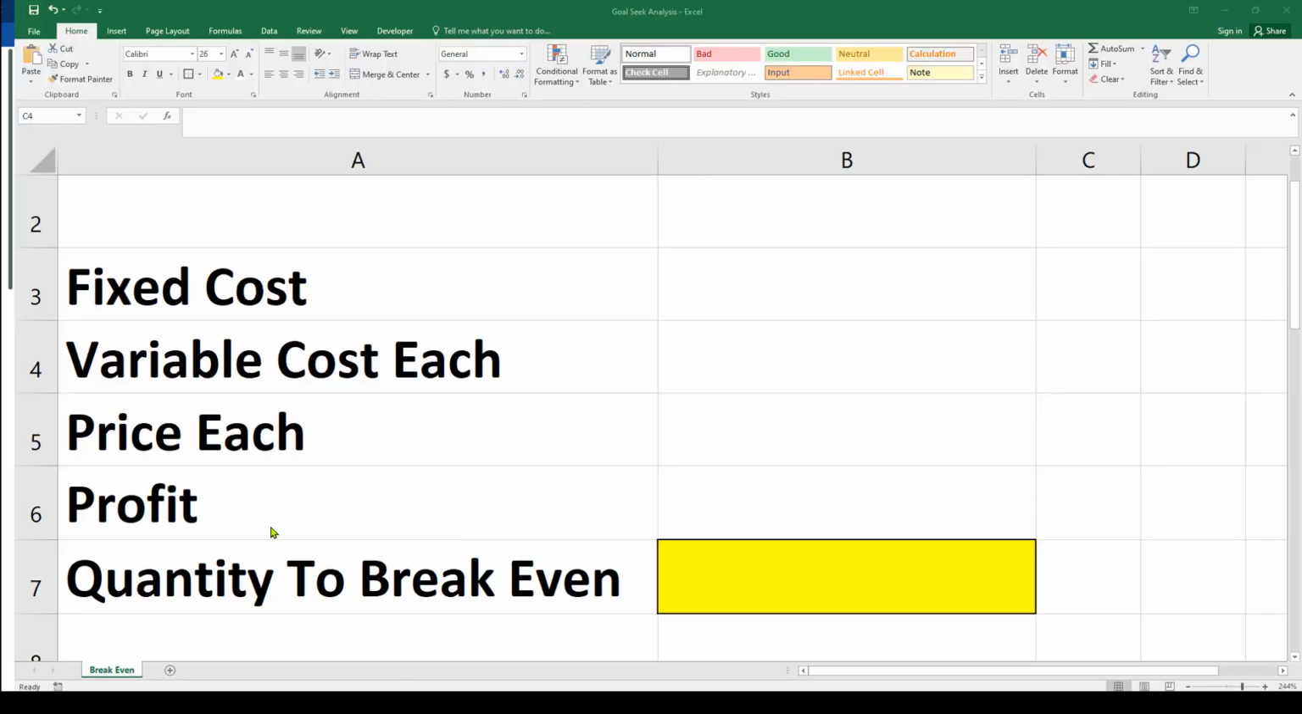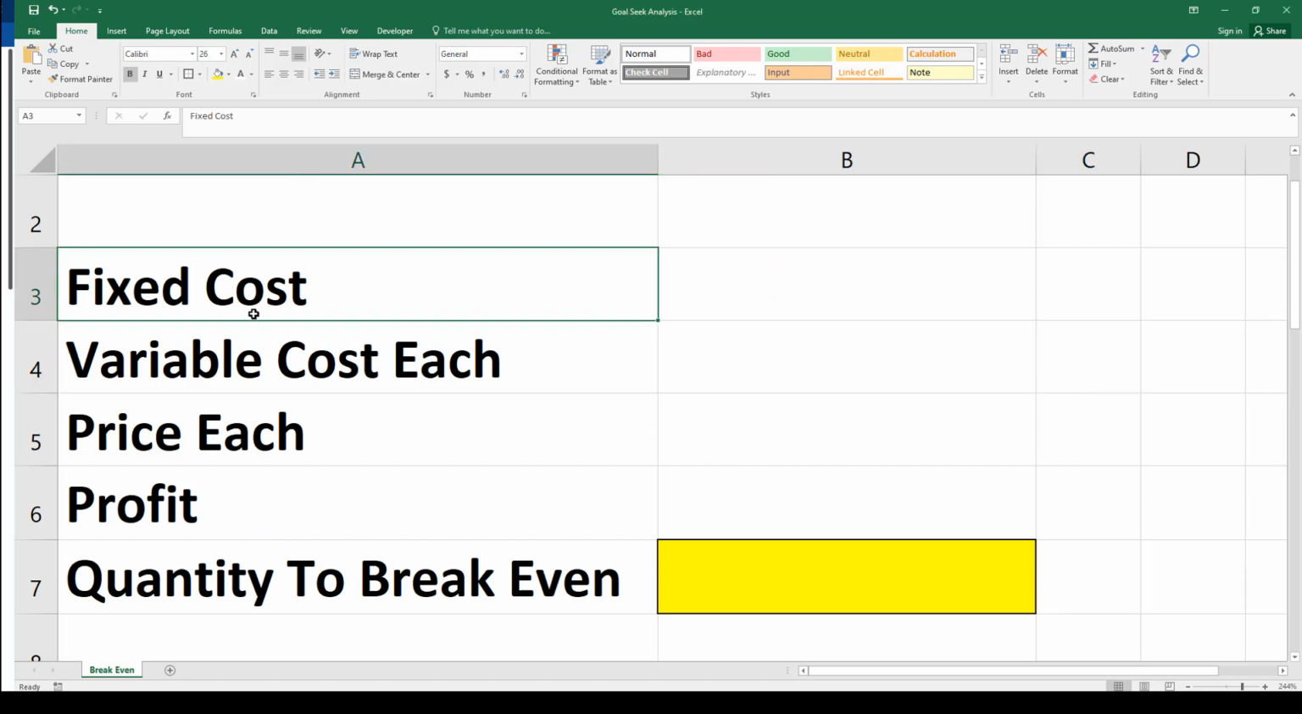Hello, in this video I want to walk through what's called break-even analysis by using Goal-Seek, a tool within Microsoft Excel. Now, before we begin, you should be familiar with fixed cost versus variable cost, price, and profit. If not, please go and check out some other videos. However, I will provide you a very brief explanation.